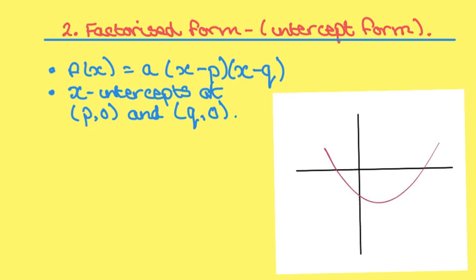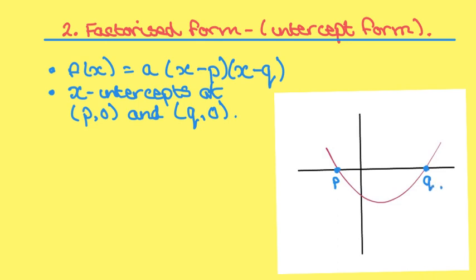The second way a quadratic may be written is in the factorized form, which is sometimes called the intercept form. So you are given the equation f of x is equal to a, brackets x minus p, brackets x minus q. If it is written in this form, you immediately know that the x-intercepts are at p, 0 and q, 0. So the zeros are p is here and q is here. And how do you get the x-intercepts?